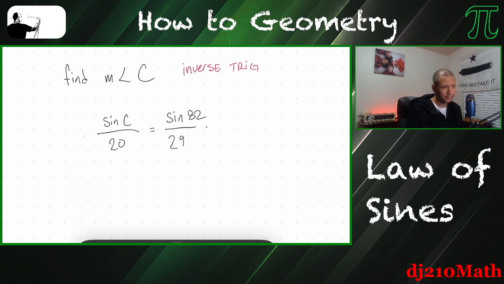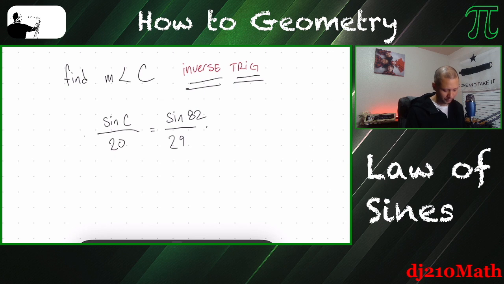So here, you know, two sides and an angle. However, one of the variables is an angle that we don't know. So when you're looking for an angle, inverse trig is the only tool that we have in our toolbox that precisely finds the measurement of angles, right? Inverse trig. It's the only way.